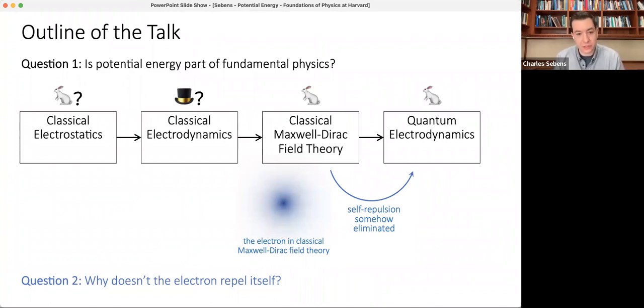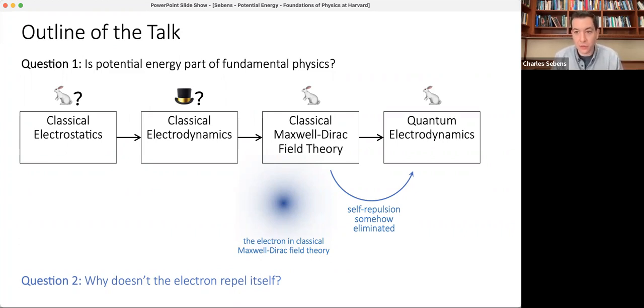So in that way, it will be helpful to discuss them together today, but they are separate questions. Okay, so the first question is whether potential energy is part of fundamental physics. Does potential energy survive when you go to more advanced or more fundamental physics or not? So we can look at a series of theories.